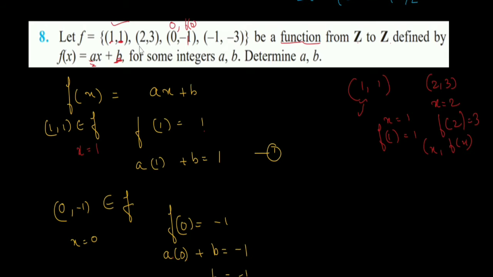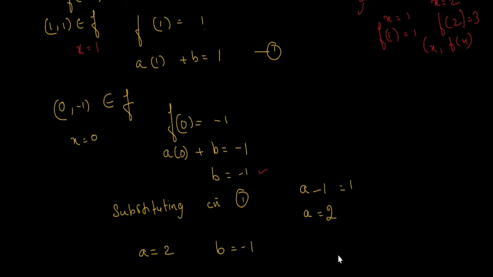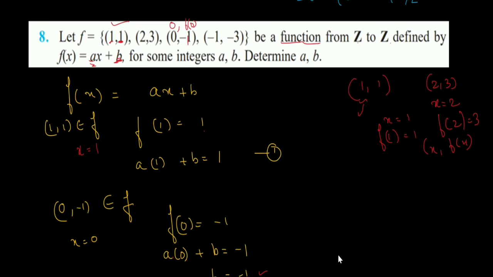Or if you take (2, 3), you get two linear equations that you have to solve. You can do it like that also. So we got b as minus 1. Now substitute b as minus 1 here. So a minus 1 is 1. So a is equal to 2. So we got a is 2, b is minus 1. That's the answer to the question: find the integers a and b.